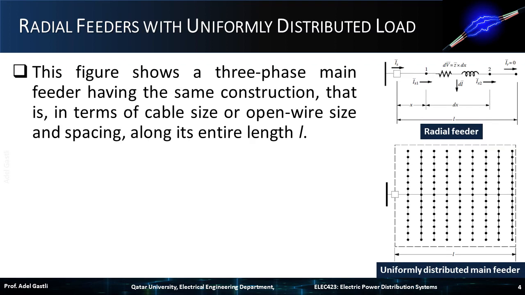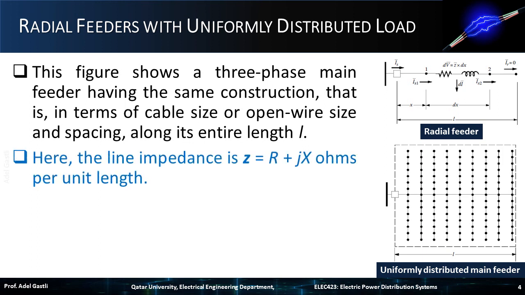This figure shows a three-phase main feeder, having the same construction along its entire length L. Here, we mean by same construction, the same size of the feeder conductors, as well as the same spacing between the load tapping, along the entire length of the main feeder. Here, the line impedance is Z equals R plus jX, that is expressed in ohms per unit length.